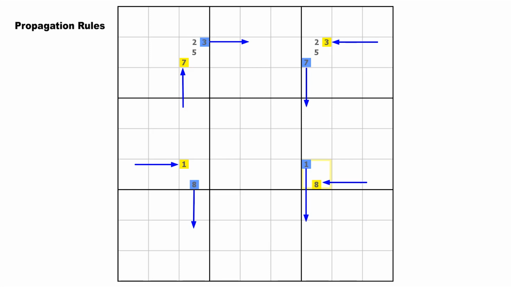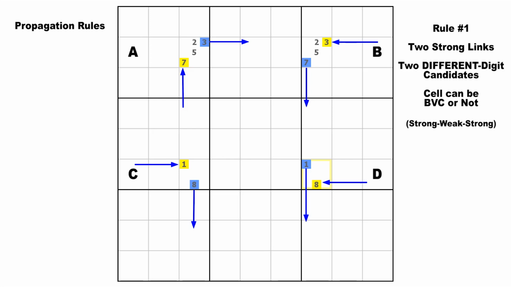Now you have to use your imagination here and try to visualize that there is a chain of links connected to the loose ends of the 2 links you see entering and leaving each of these cells, and that they alternate strong, weak, okay? All right, so rule number 1 says that if a cell has 2 strong links, they must be connected to 2 different digit candidates, and the cell can be bi-value or not. This simply means that with 2 strong links, it makes no difference how many candidates are in the cell as long as there are at least 2.